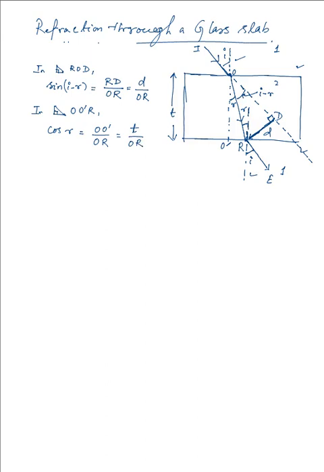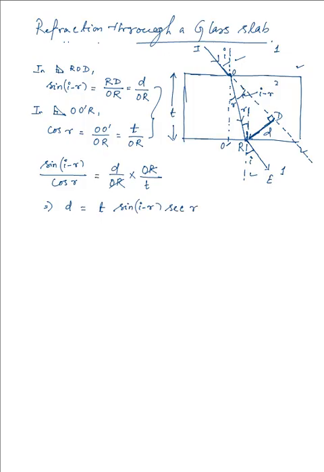Now if we take the ratio of both these equations, on the left hand side we have sine (i minus r) over cosine of r, equal to d over OR at the top, and the denominator just reverses. So OR gets cancelled out and you have d over t. So the value d will be equal to t times sine (i minus r). You can take 1 over cos r, which is secant of r, that is sec r.